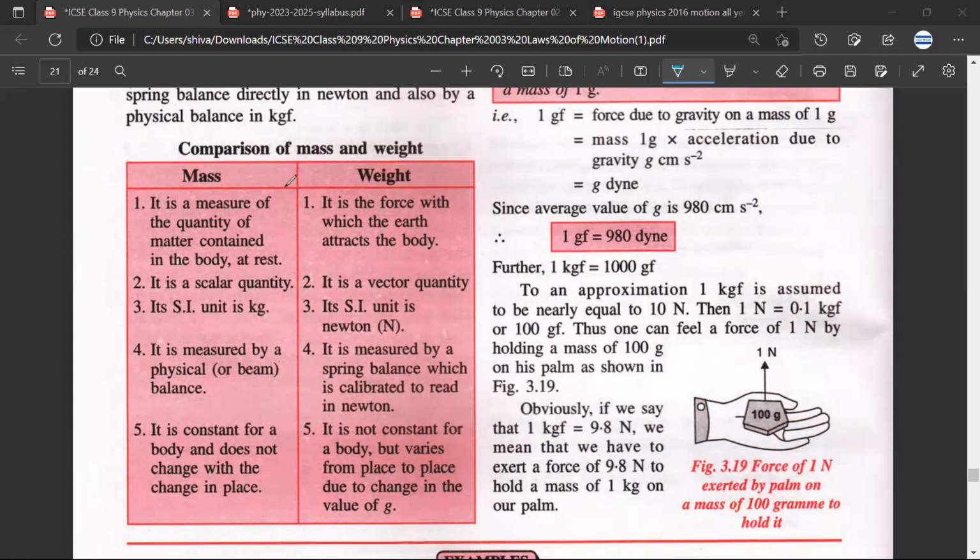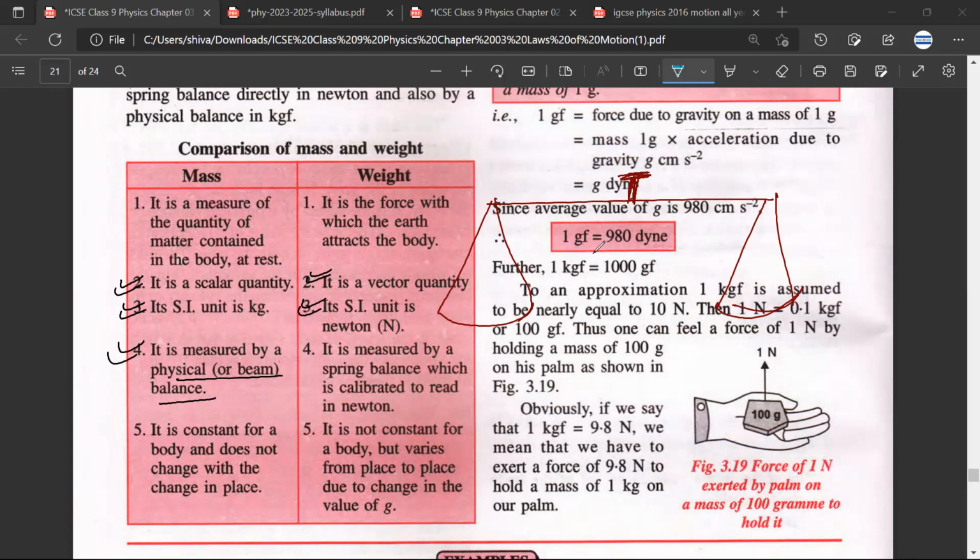Usually they'll ask you 1 or 2 points. So whatever you are comfortable with: scalar quantity, vector quantity, you can tell the units, kg and Newton. This is a very nice way of giving a difference, that mass is measured with the help of a physical beam balance. So you would have seen a balance like this. This is how we compare the mass.